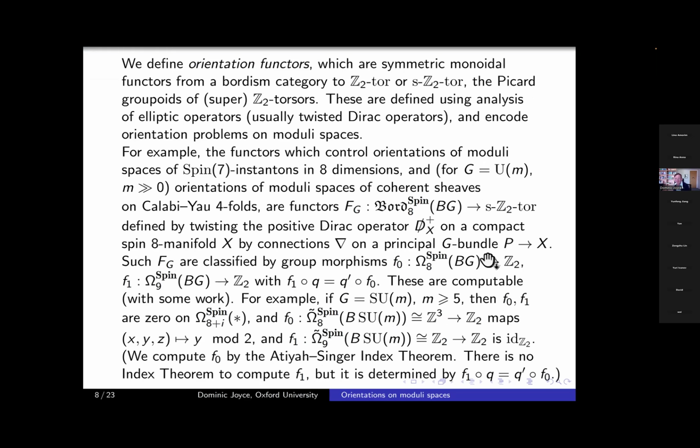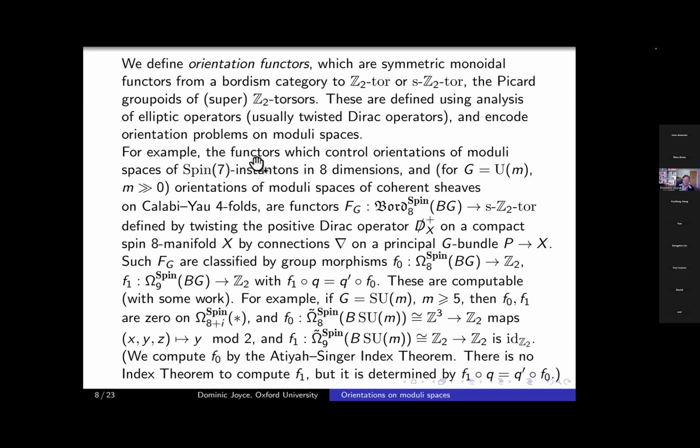Okay, so we define orientation functors, which are symmetric monoidal functors from a bordism category to either the Z2 torsors or super Z2 torsors. Orientations are typically a Z2 choice. If you have a moduli space, if it has an orientation, or if it's orientable, then there will be two orientations for it if it's connected, so that the orientations will form a Z2 torsor. So these orientation functors are defined using analysis of elliptic operators. In our paper, usually twisted elliptic operators, but there are other orientation problems where you could use different elliptic operators. And they encode orientation problems on moduli spaces.